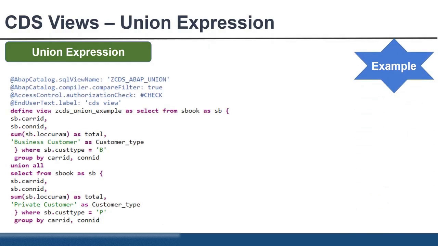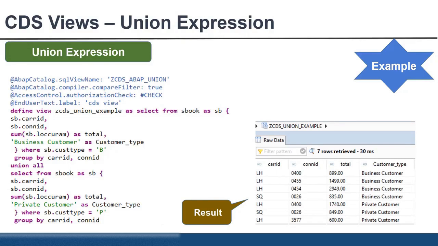Here's an example of union expression. Here's a CDS view which has two select statements from SBook, one for business customers and one for private customers. Depending on the cust type, the two select statements filter data based on the customer type, and we have a union using union all, and the output would look like what we're seeing on the screen on the right side.